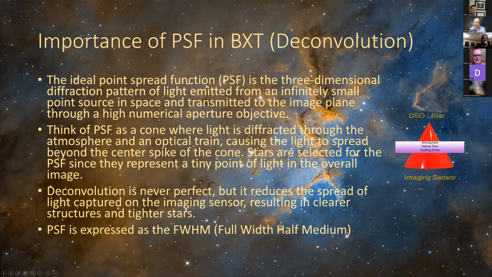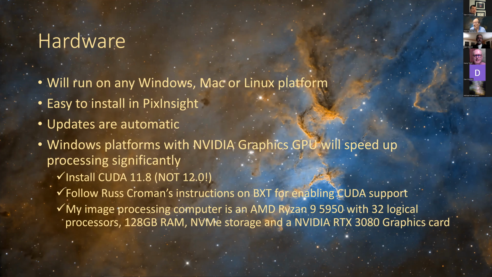And so every deconvolution process will rely upon the stars, and it will calculate what that point spread function is. Now, deconvolution is never perfect. It reduces the spread of light captured on the imaging sensor, but it will give you some clearer structures and tighter stars. The PSF is expressed as the full width half maximum value. So keep that in mind as we go through this.